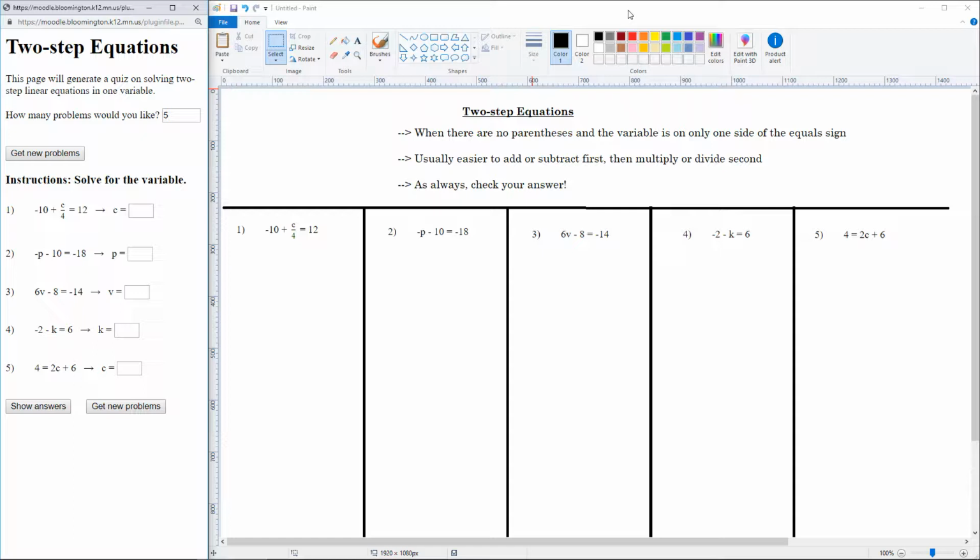For this video, I had pre-selected some equations that I'm going to solve for you here, and I'm going to go through each one step by step. Just up at the top of our display, I'll give you some things to remind you of.